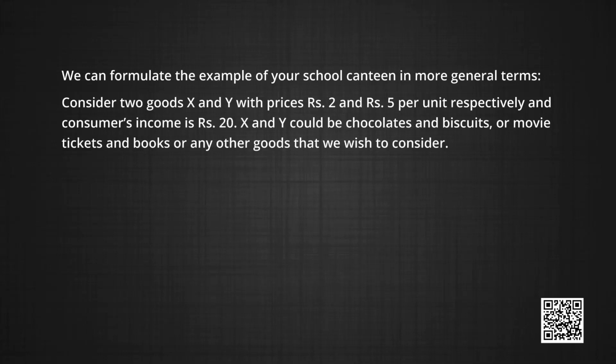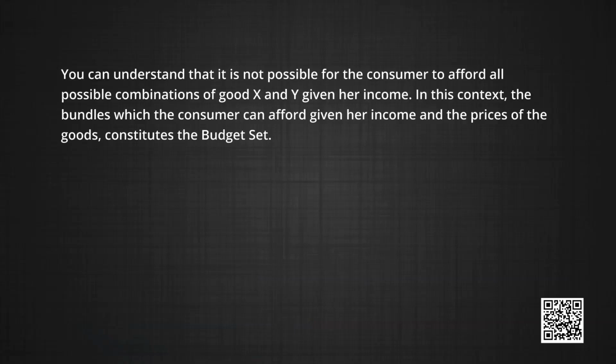X and Y could be chocolates and biscuits or movie tickets and books or any other goods that we wish to consider. As in the previous model, we picked two goods for discussion because that allows us to represent the problem on a two-dimensional diagram. The logic can be easily extended to discussion of many goods. You can understand that it is not possible for a consumer to afford all combinations of goods X and Y given her income. In this context, the bundles which a consumer can afford given her income and the prices of those goods constitute the budget set.